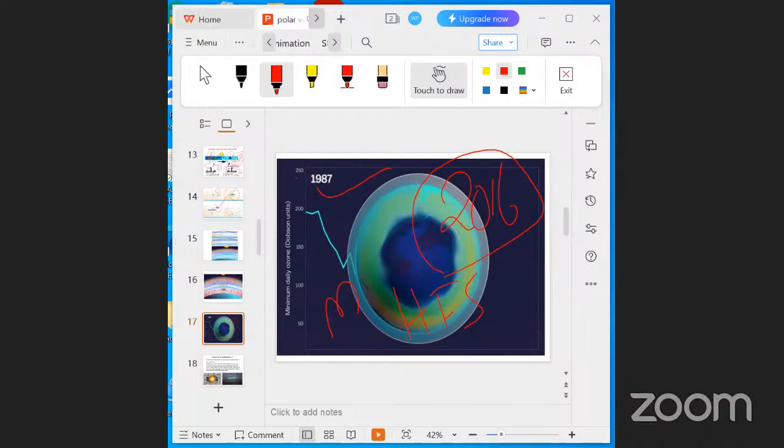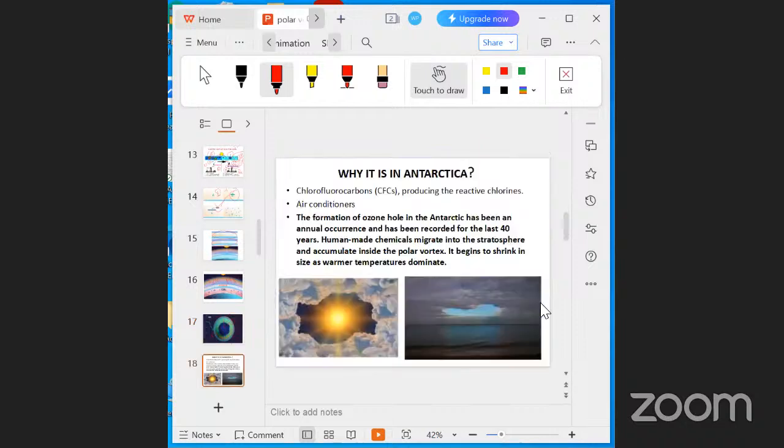So now, the colder temperatures over the polar regions have been shown to promote ozone depletion, while warmer temperatures lead to increased ozone. So years with warmer temperatures generally had smaller holes, while colder temperatures had larger holes. Okay, you got my point?